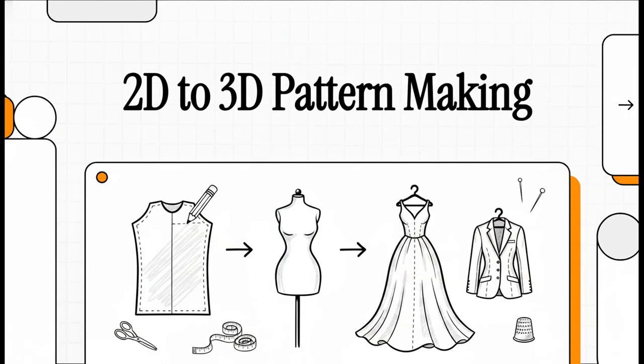Welcome to The Explainer. If you've ever looked at a perfectly tailored suit or a stunning, flowing gown and wondered, how on earth did they mold a completely flat piece of cloth to fit the complex, curving human body? Well, you're in the right place. Today, we're jumping right into the precise magic of pattern making. We'll see exactly how designers transform a basic 2D paper sketch into a beautifully fitted 3D garment.